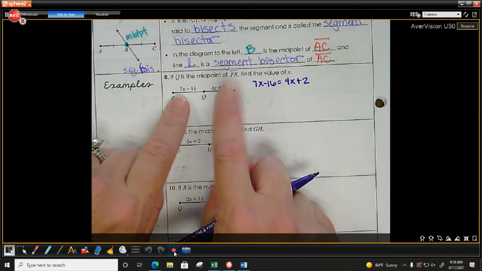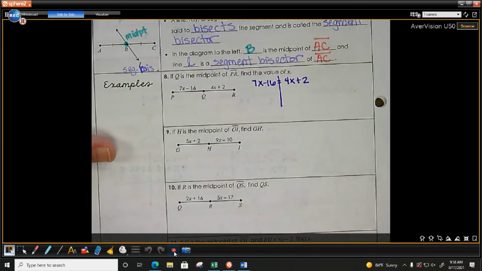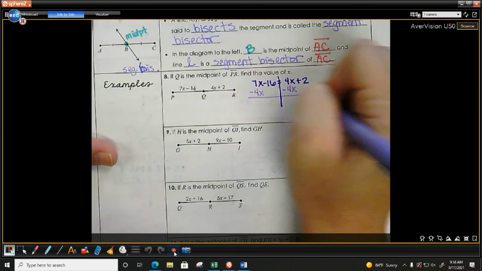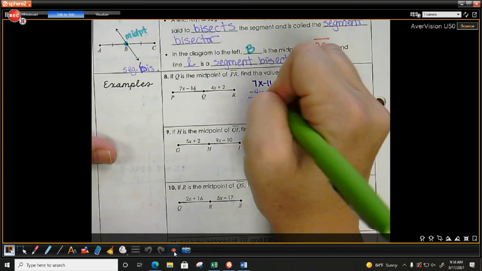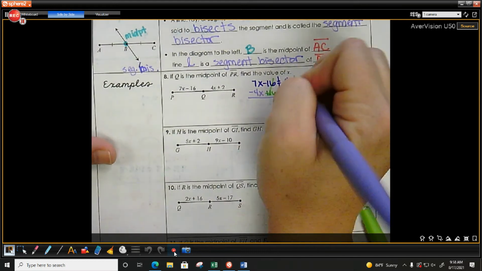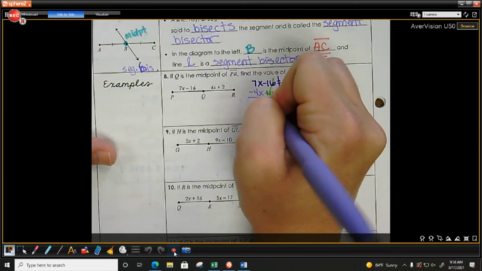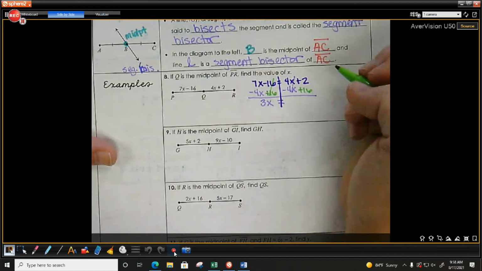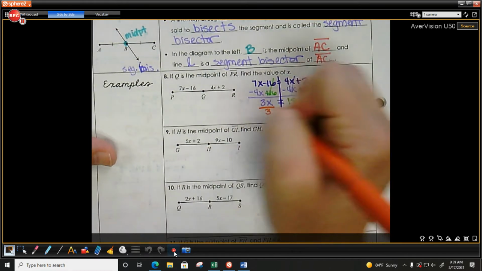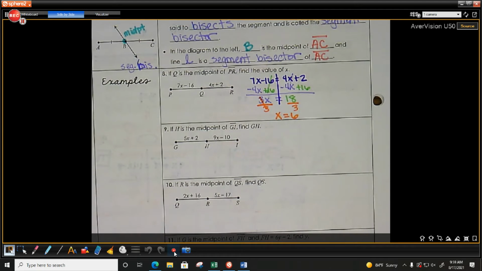Okay, let's solve this. I'm going to move my x over, so subtract 4x. And I'm going to move my constant over by adding 16. Okay, so it's 7x minus 4x equals 18. What do I do next? And I get x equals 6. Is that what the question is asking? Oh, yes. Find the value of x. So are we done? Yes.